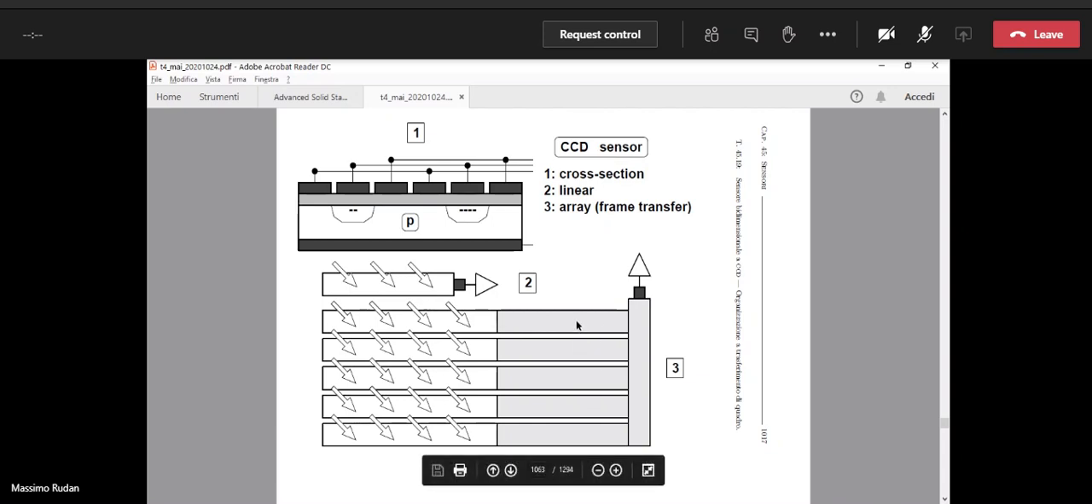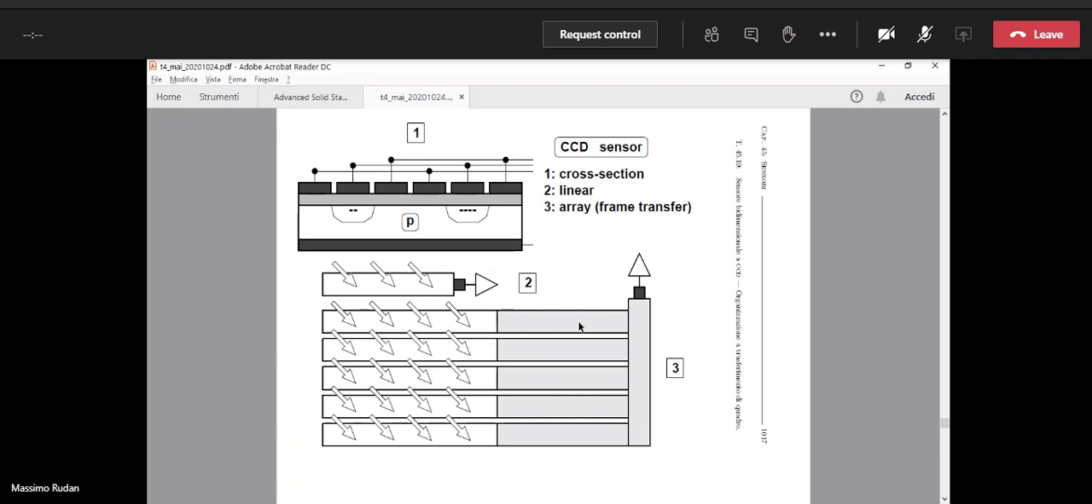At this point, the region on the left is ready for another integration time. So they start another integration time on the left. And in the region on the right, they have to transfer the charge packets into the reading mechanism.